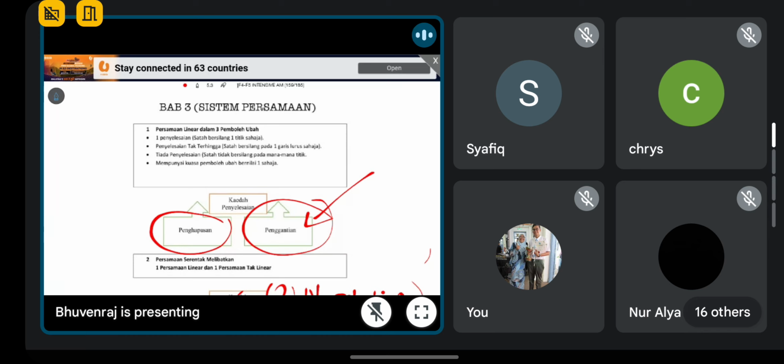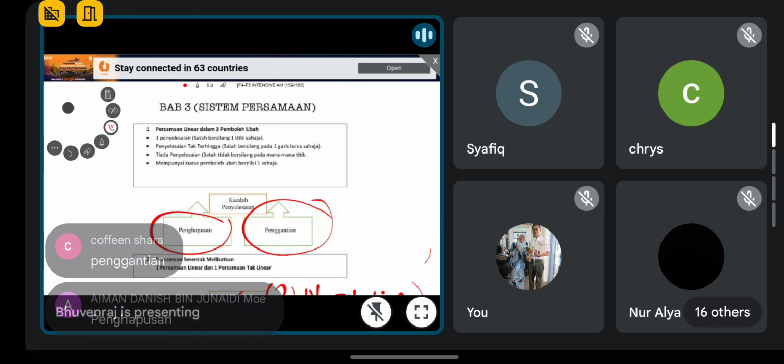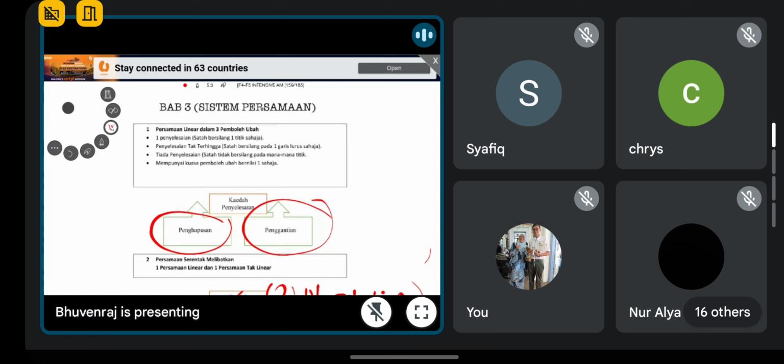So can I ask you guys, kaedah mana kamu semua suka? Which method do you all like to use when it comes to simultaneous equation? Elimination, ganti. Okay, actually sebenarnya mana kaedah yang paling sesuai bergantung pada soalan. Macam mana soalan tu distruktur. How the question is structured, that is the perfect method you should use actually. So that is how you decide berdasarkan soalan.